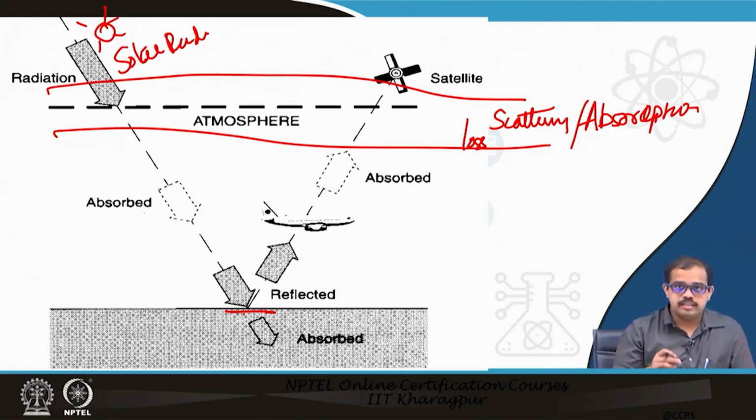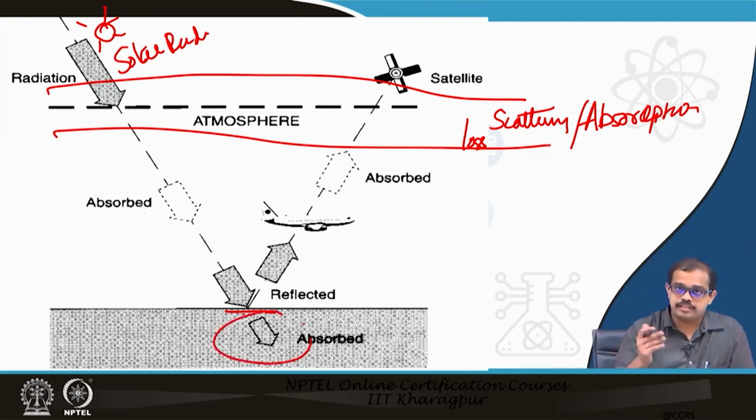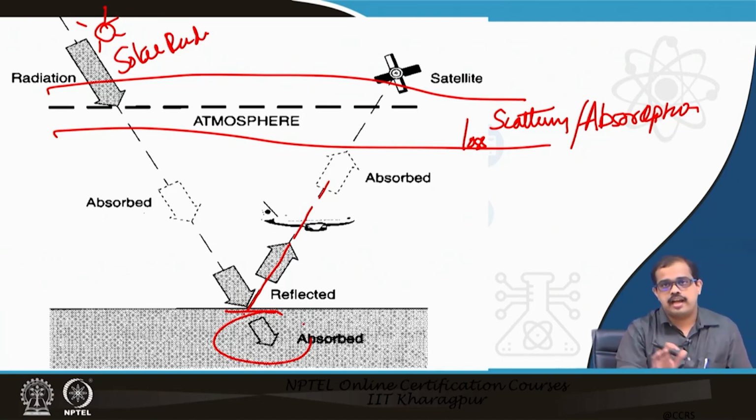Now, some amount of energy is reflected, and some amount of energy is absorbed by the Earth's surface or object. The energy that is reflected is again transmitted through the atmosphere. Again you have atmospheric interference and you have certain loss. So you have three kinds of losses: a certain amount of energy is absorbed here, a certain amount is scattered or absorbed in the atmosphere, and then again while going back you have a certain amount of energy that is scattered or absorbed in the atmosphere.